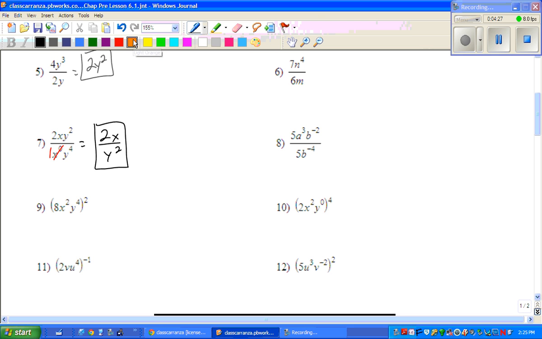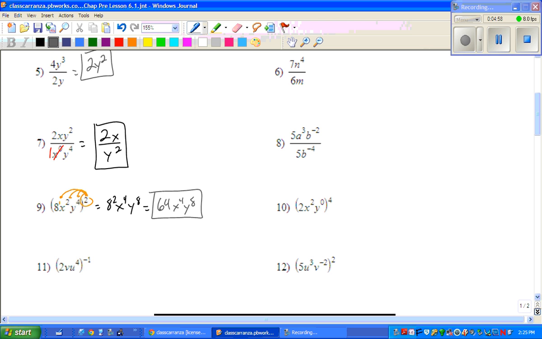All right, number 9. Got the exponent on the outside, so I'm going to distribute that to everything. So we get 8 squared, x to the 4th, y to the 8th. Then we've got to reduce that, or simplify. 8 squared is 64. And we can't do anything else with our other exponents, so those all just stay the same.